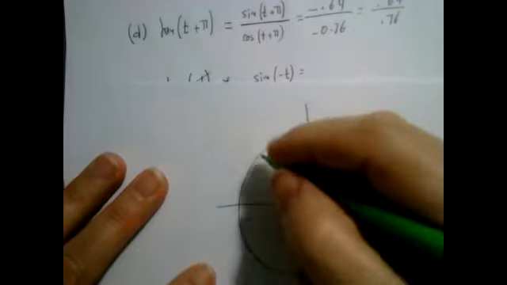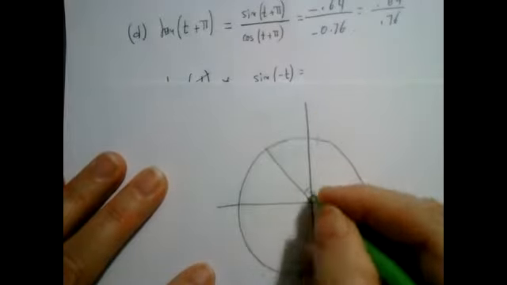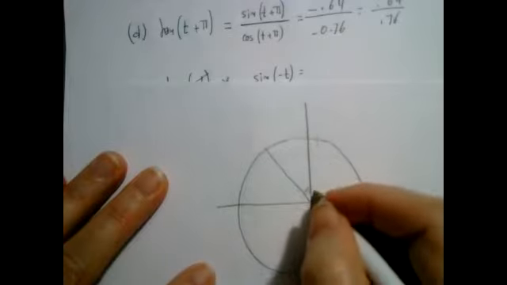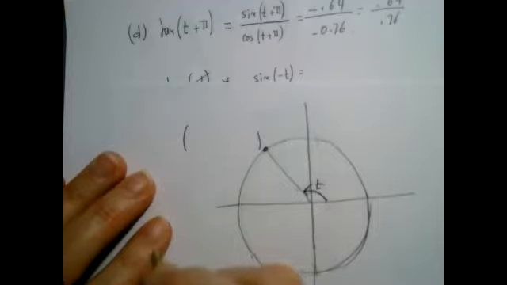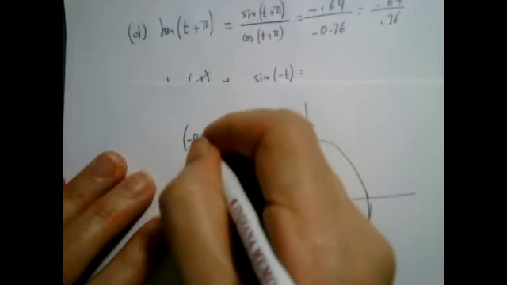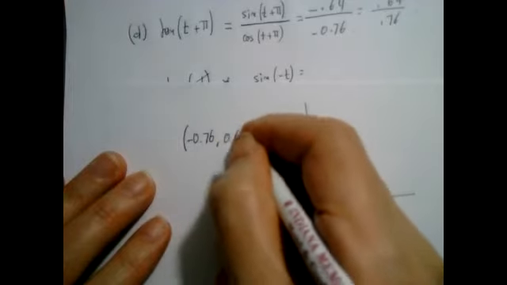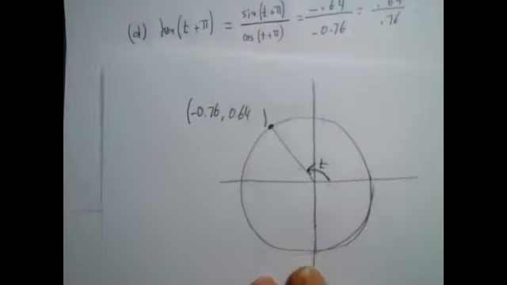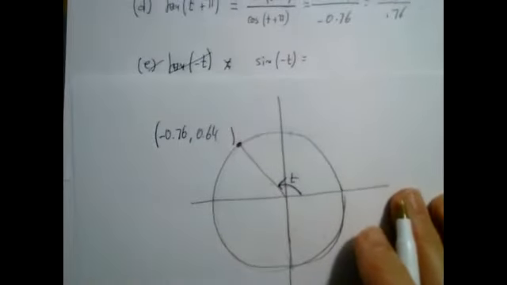Okay. And this is my t. That's the angle t. And this is the point, minus 0.76 and 0.64. That's the t. Now my question is, what is the sine of minus t?